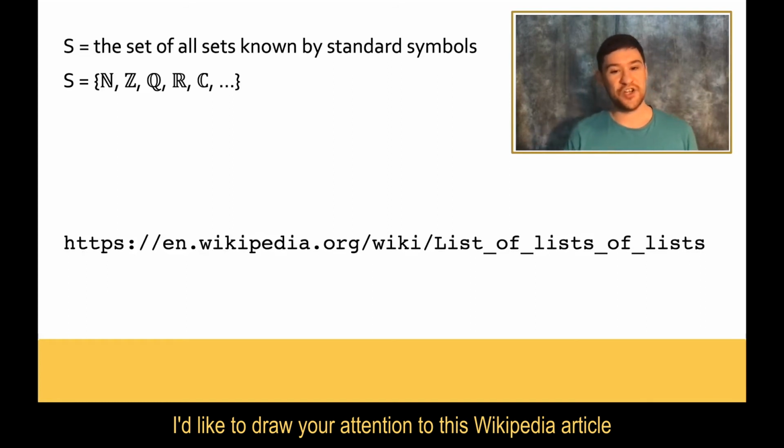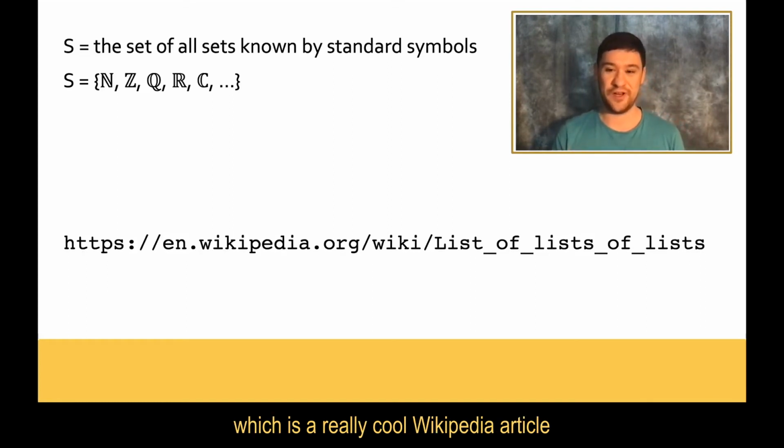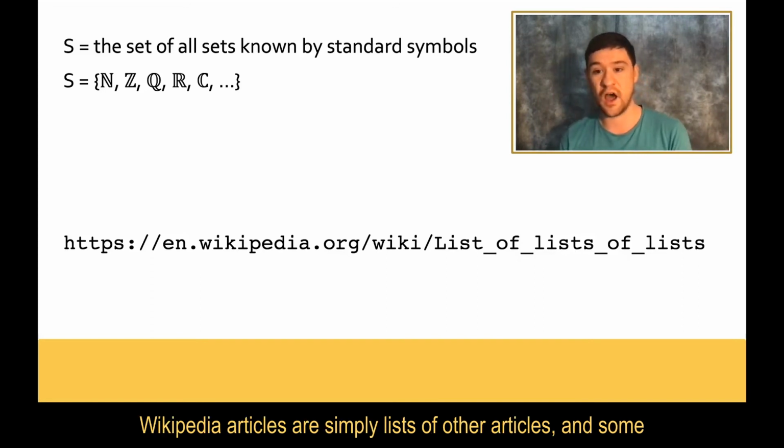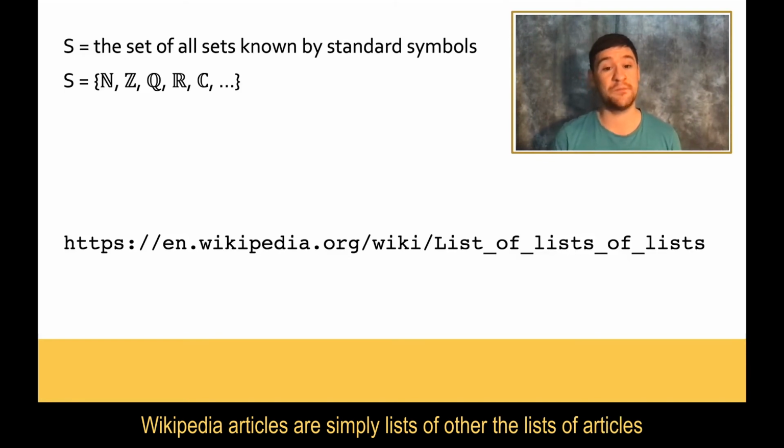I'd like to draw your attention to this Wikipedia article, which is a really cool Wikipedia article. So, as you know, Wikipedia articles are articles of text. Some Wikipedia articles are simply lists of other articles. Okay? And some Wikipedia articles are simply lists of other lists of articles.